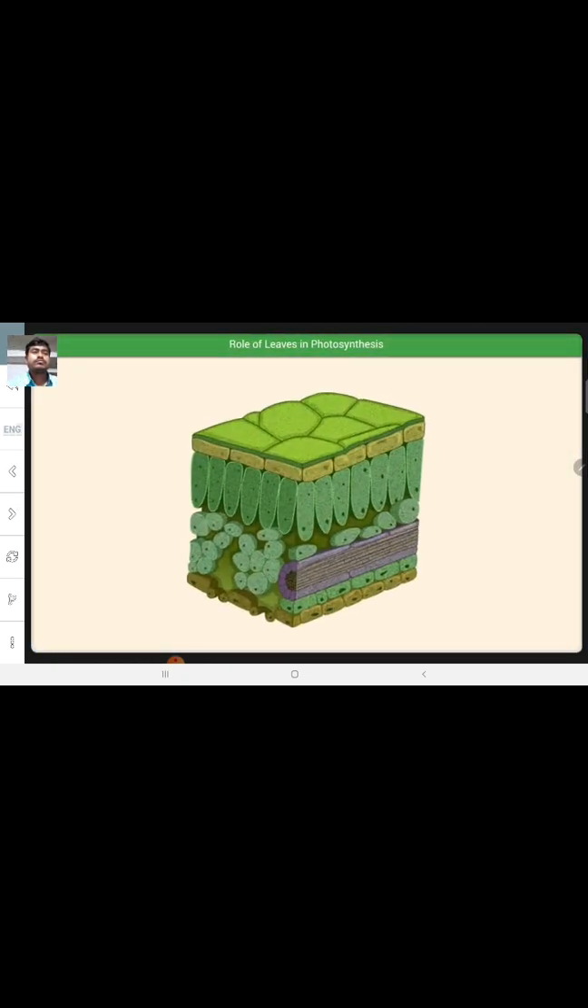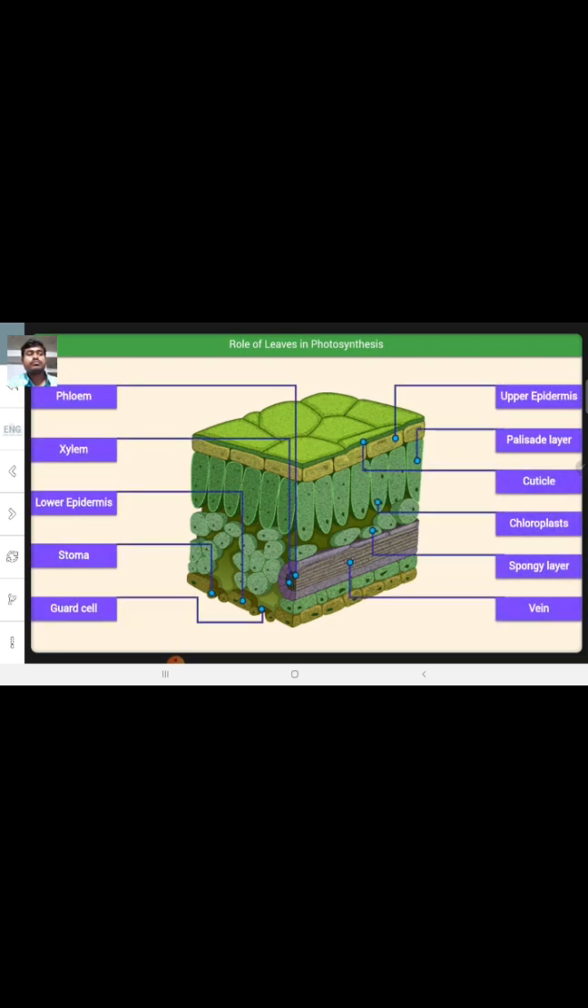Since photosynthesis takes place in the leaves, we will learn how different parts of a leaf absorb the components required for photosynthesis. Tap on each to learn more.